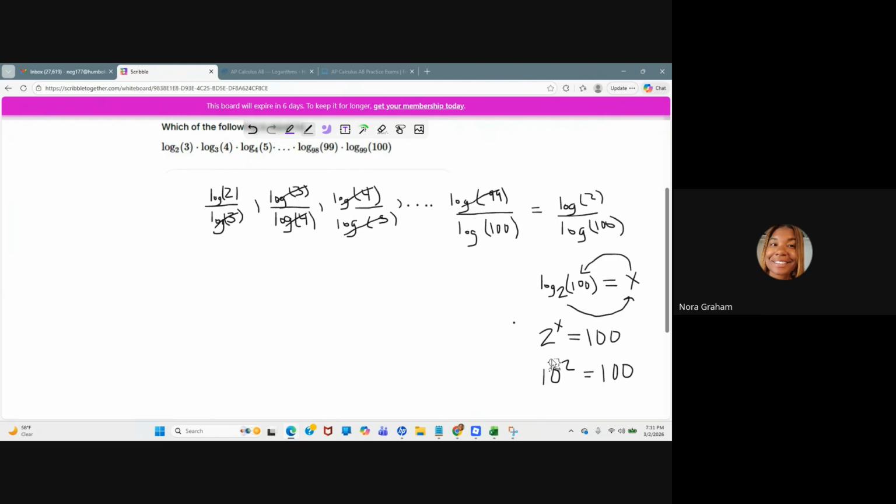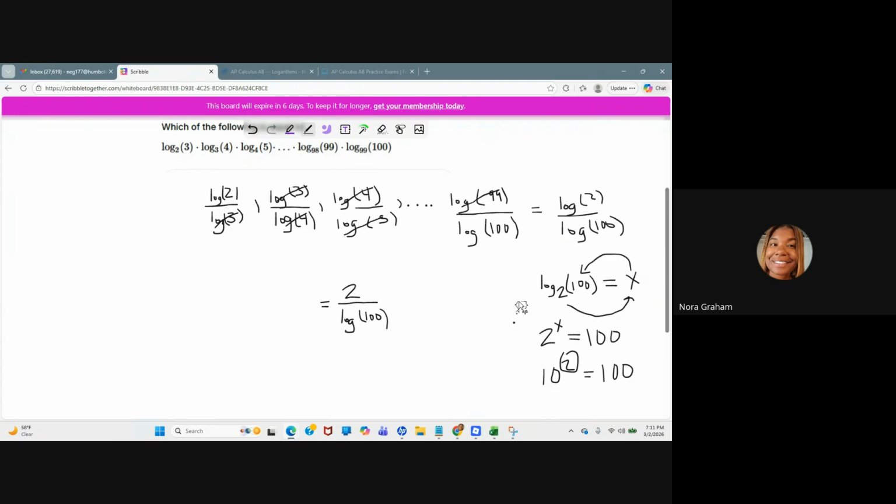Okay, so that's good. Since I changed my base from 2 to 10, that means my 2 would be my answer. So I can rewrite this as 2 over log 100. And all I did was change my base to 10.